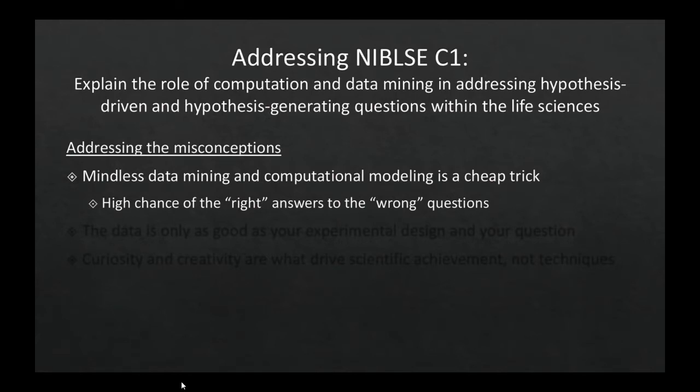I guess the lay version of this is that there's a really high chance of a right answer to the wrong question. Statistically, I guess what that means is that you correctly reject the null hypothesis, but you do it for the wrong reason. Okay, maybe you have a random event that leads to that conclusion.